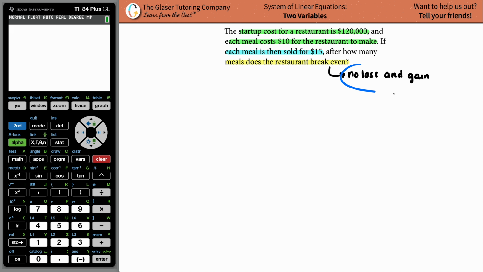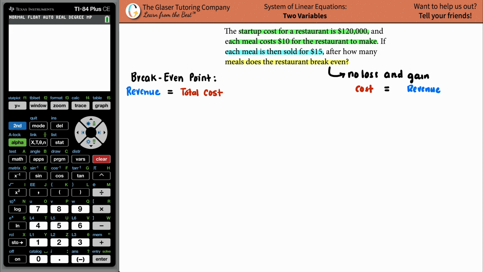So when a restaurant breaks even, that means that their revenue, which is their gain, and to make it easy, we say that they pay their taxes and everything is coming to them, right? Their revenue and their total costs are exactly the same. Now, this is called the break-even point. So we want to find out the point where the revenue equals the total cost.